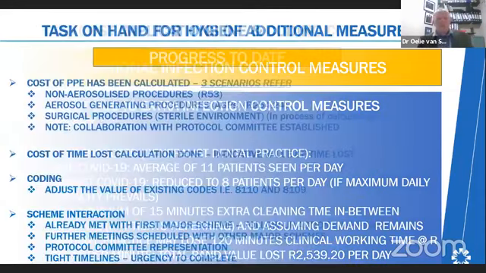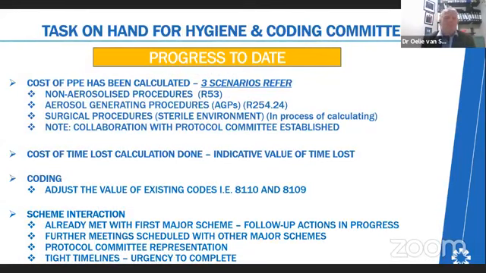So in terms of progress to date, the committee is determined. We've done the cost of the PPE. It's been calculated, and 3 scenarios will apply. One will be a differentiation for non-aerosol procedures. Now, we calculated that at a cost of 53 Rand. And as I say, these need to resonate with the protocol committee's protocols, recommendations and guidelines.